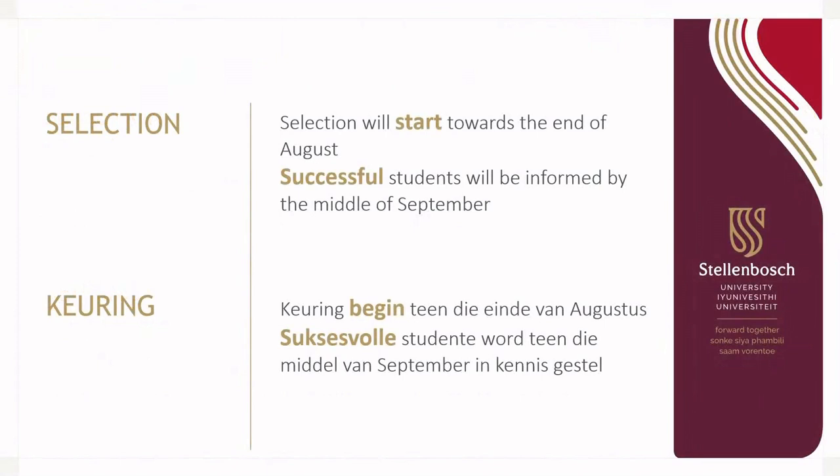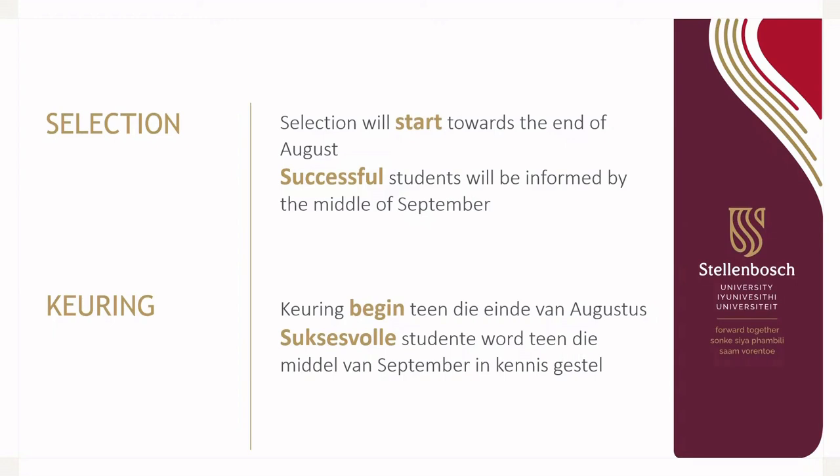In terms of our selection, our selection process starts at the end of August, so we have to wait for the national benchmark test results to come through, and then we typically will inform students by the middle of September whether or not you are successful. So those are the dates.